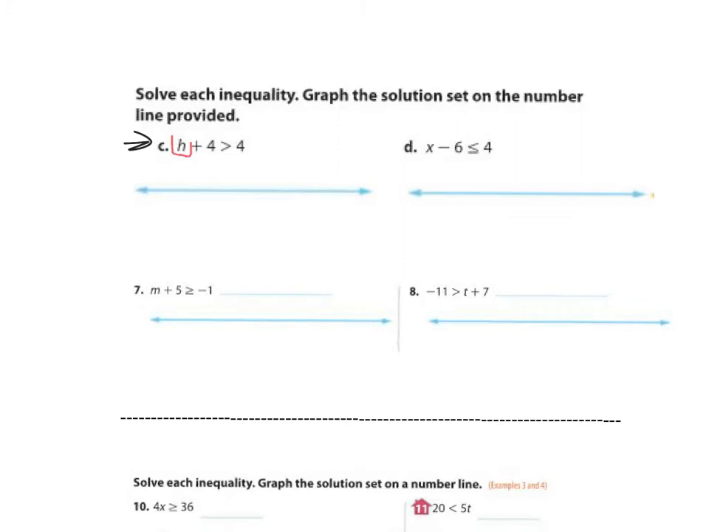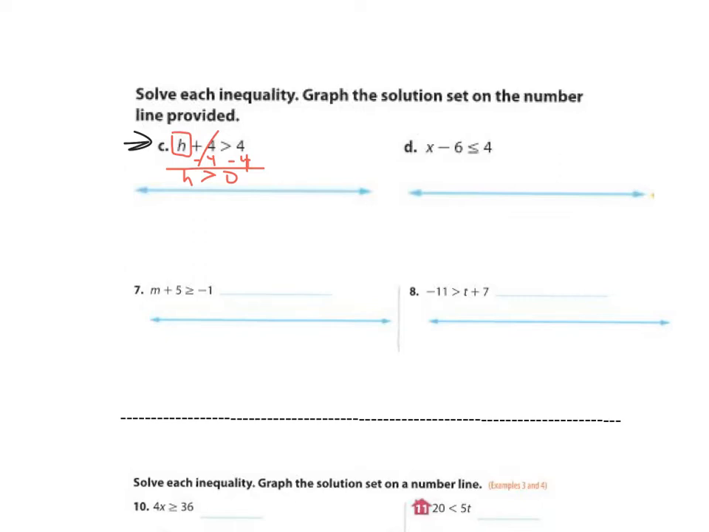So first you're going to put a box around your variable, that's the unknown, and we want to solve for the values of h that make this whole thing true. All right, so the opposite of adding 4 would be subtracting 4, and whatever you do to one side, you have to do to the other side. So now I have 4 subtract 4, that leaves me with h, and h is greater than 4 subtract 4, which is 0. So any value for h that's bigger than 0 will make this true.